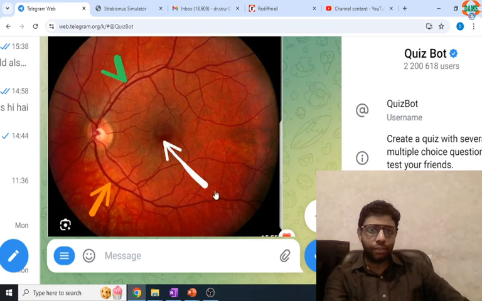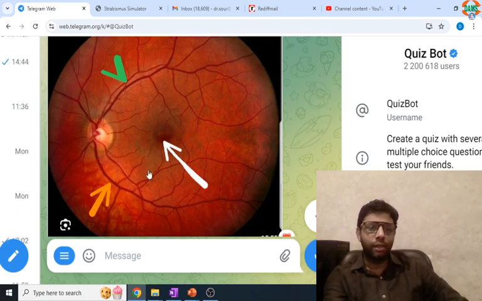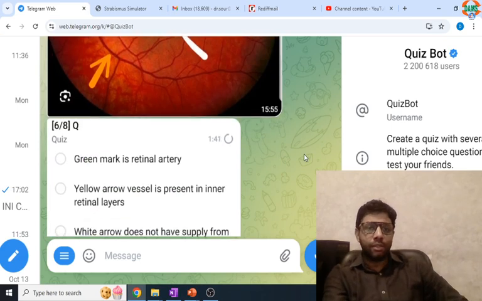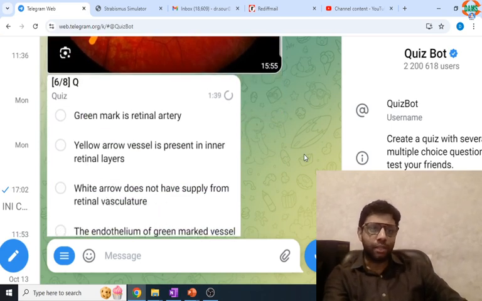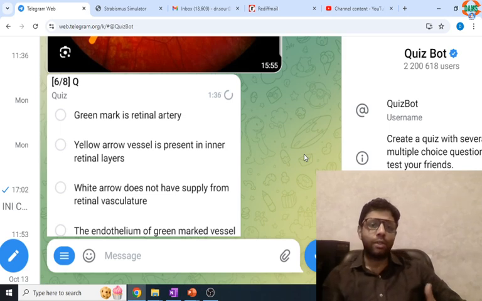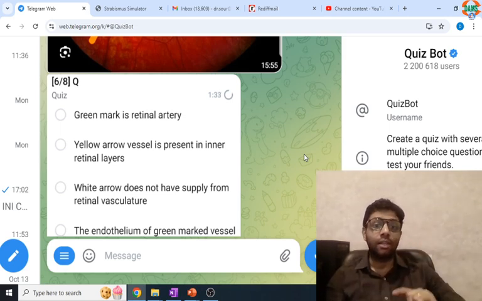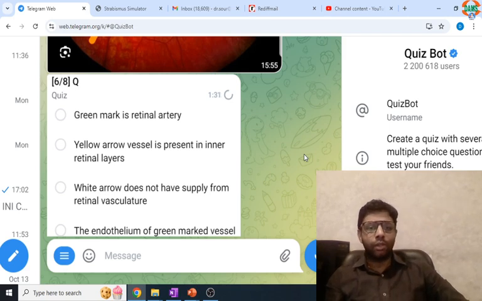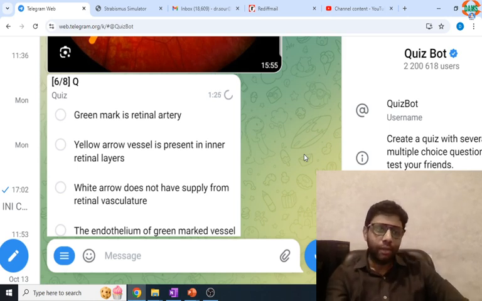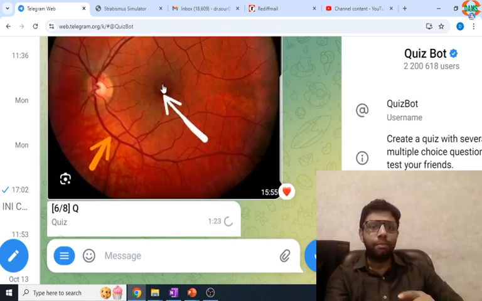Now this is the left fundus photography. This part is the center part of the retina, foveola, fovea, then macula. While the arteriovenous ratio is 2 is to 3, so green is artery, the lumen is narrow, then the lumen of yellow, that is vein. The question is, green mark is retinal artery, true. Yellow is present in inner retinal layers, true, because the central retinal vessels are present in the inner six layers of the retina. They are intraretinal vessels. White arrow does not have blood supply from retinal vasculature, true. It is getting nutrition from the choroid. And white is slightly dark because melanin pigment and xanthophyll pigment are maximum in the fovea.